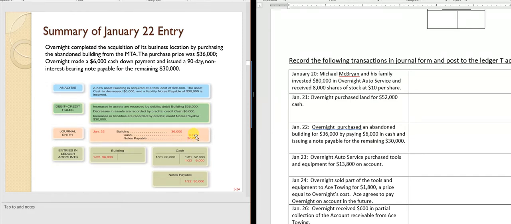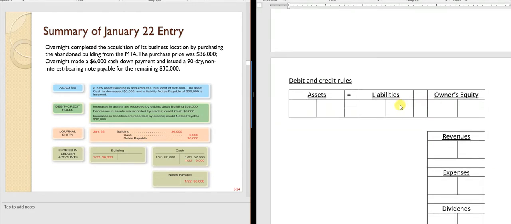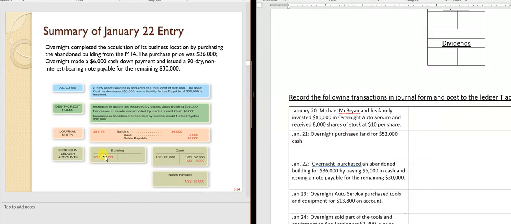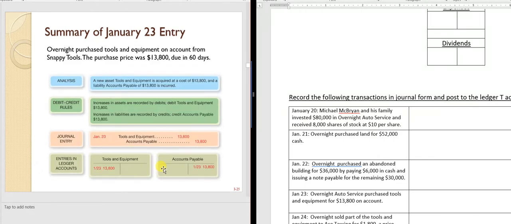And I issued a note payable. A note payable, I owe something, so things I owe are liabilities. And if you go up here, liabilities are increased on the credit side. So then I go down and post them as follows. I add $36,000 to building, credit cash for $6,000, credit notes payable. Quite frankly, if you get through all your postings and put them quickly on the right side, you're pretty good, because that's very error prone.